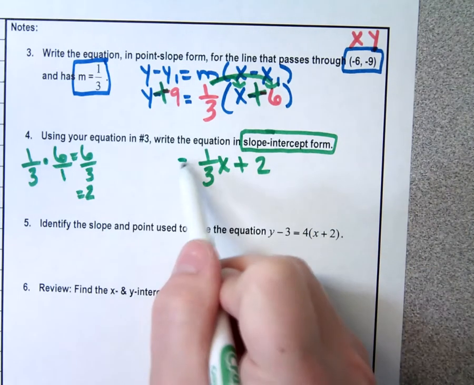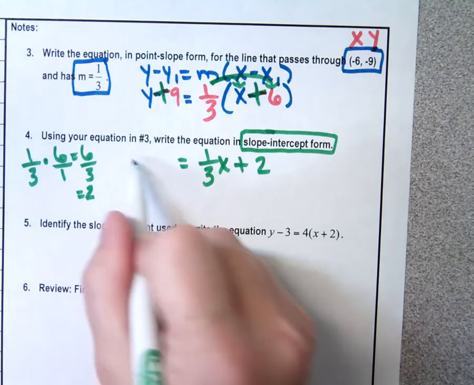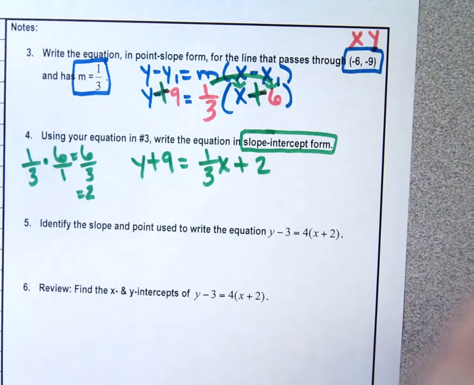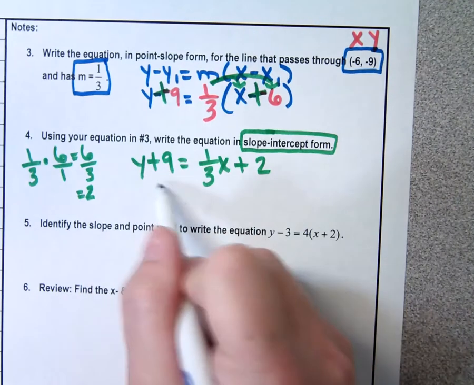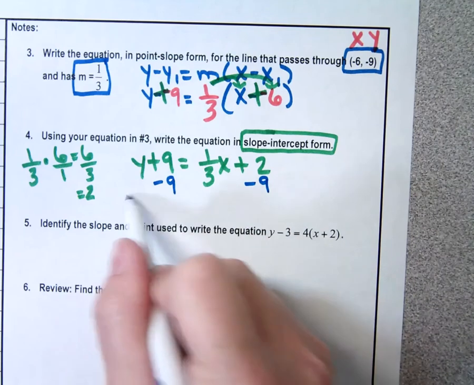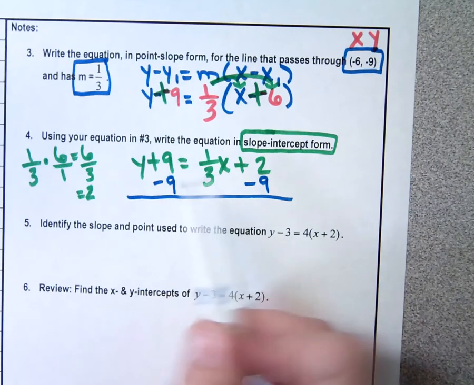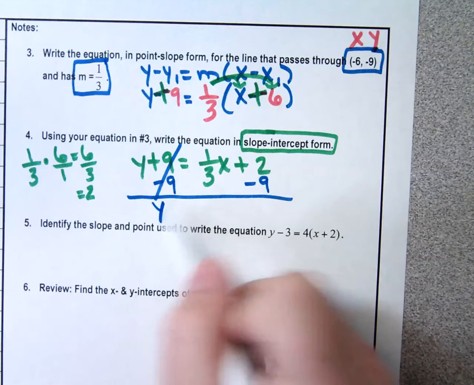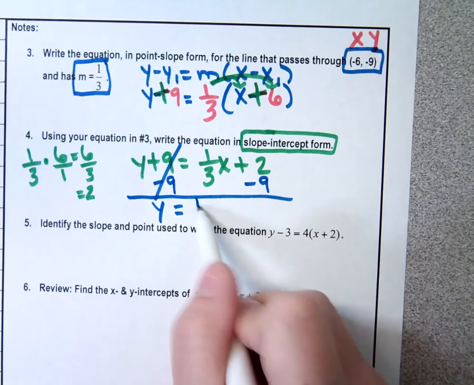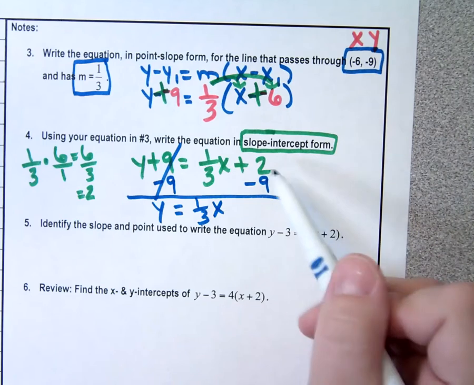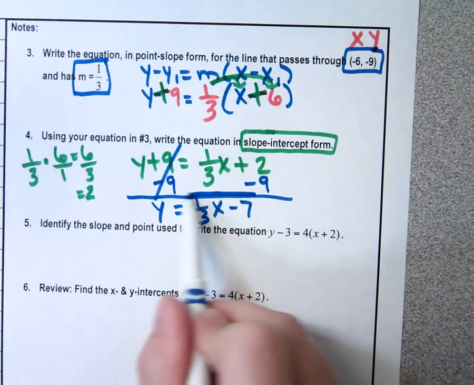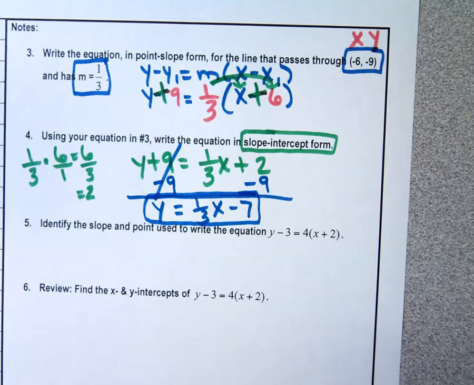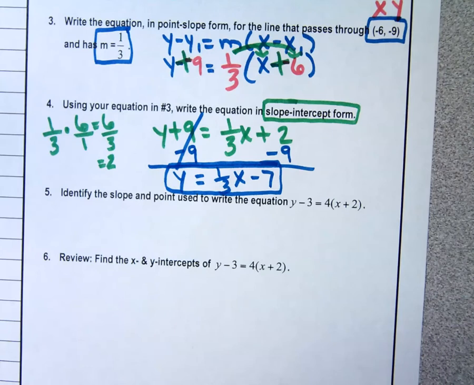Okay, I bring down this equals, and I'm going to bring down my y plus 9. Okay, one more step. In order to get y by itself, I need to move this plus 9, and how do I get rid of the plus 9? I subtract 9 from both sides. 9 minus 9 is 0, so that's gone. Drop your y, drop your equals, drop your 1/3 x, and then how much is a positive 2 minus 9? A negative 7. And there's our equation converted to slope-intercept form. Not so bad. Okay, number 5.